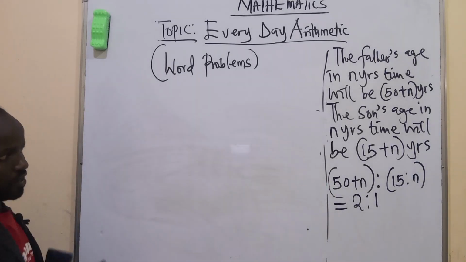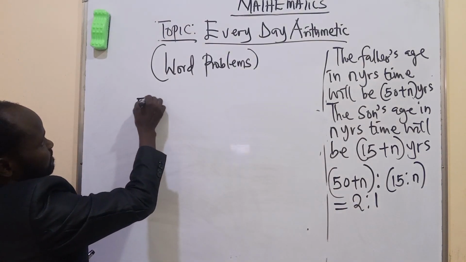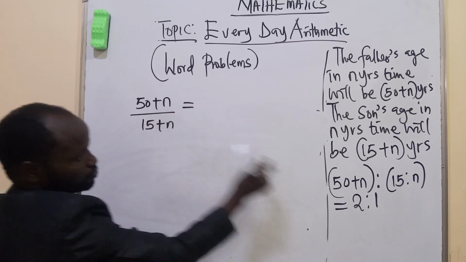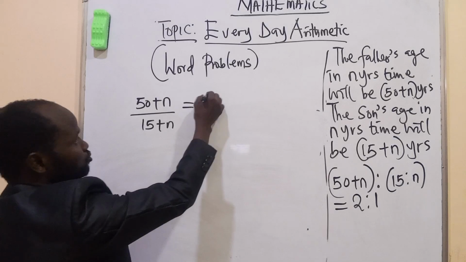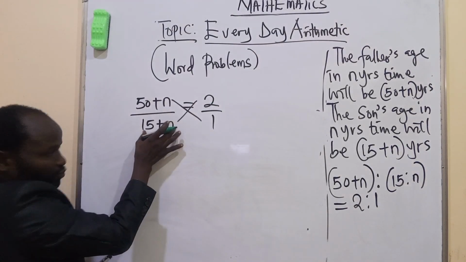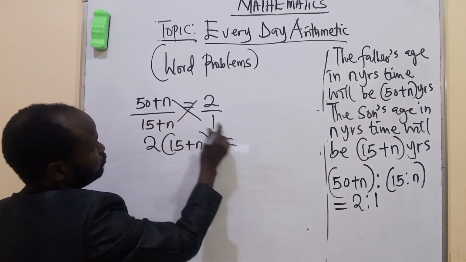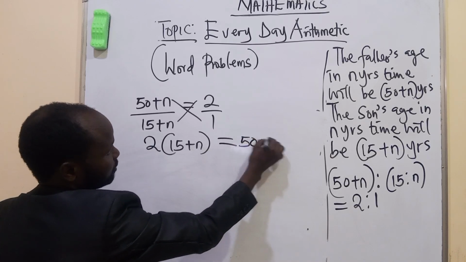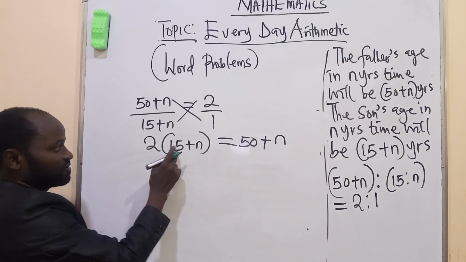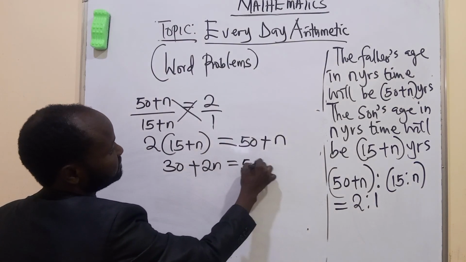Very important. Okay, so 50 plus n ratio 15 plus n is the same thing as 50 plus n divided by 15 plus n. This will be equal to 2 ratio 1, which is the same thing as 2 divided by 1. We can cross multiply at this point. 2 will distribute over this. We have 2 into 15 plus n will be equal to 1 times 50, which is 50, plus 1 times n, which will be n. So let's clear this bracket. 2 times 15 is 30 plus 2 times n, that will be 2n, will be equal to 50 plus n.